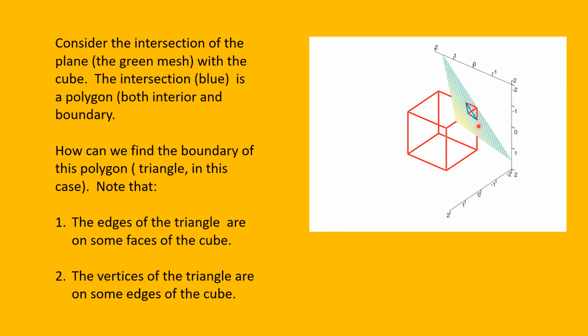First of all, the edges of this small triangular region are embedded in some faces of the cube. For instance, this edge right here is in this face of the cube over here. The vertices of that triangular intersection are on some edges of the cube. For instance, this vertex right here of the triangle is on this particular edge of that cube. So edges of the triangle are on faces of the cube, vertices of the triangle on edges of the cube.